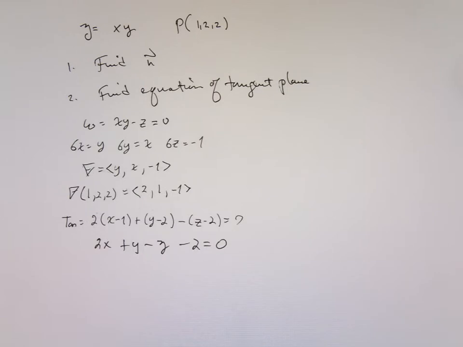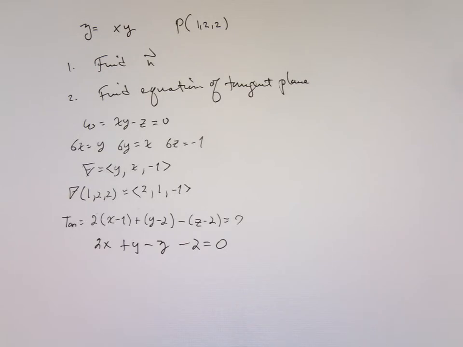So the direction of the maximum directional derivative is the direction of the gradient, and its unit vector is the unit vector of the gradient. And the maximum directional derivative is the magnitude of the gradient. That is perfectly correct.